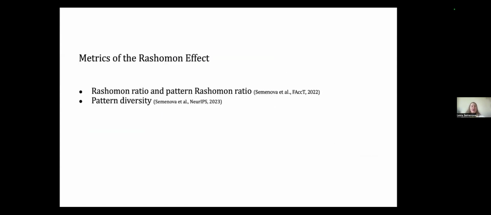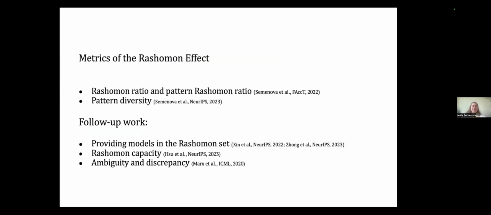Besides the Rashomon ratio, other metrics have been proposed, such as pattern Rashomon ratio, pattern diversity, and some follow-up work of mine also proposes enumerating all models of the Rashomon set, so basically computing the volume as how many models are in the Rashomon set, as well as Rashomon capacity, ambiguity, and discrepancy. So we can use any of these metrics, and I will describe the Rashomon set from different perspectives. However, for the next experiment, I will use the Rashomon ratio.